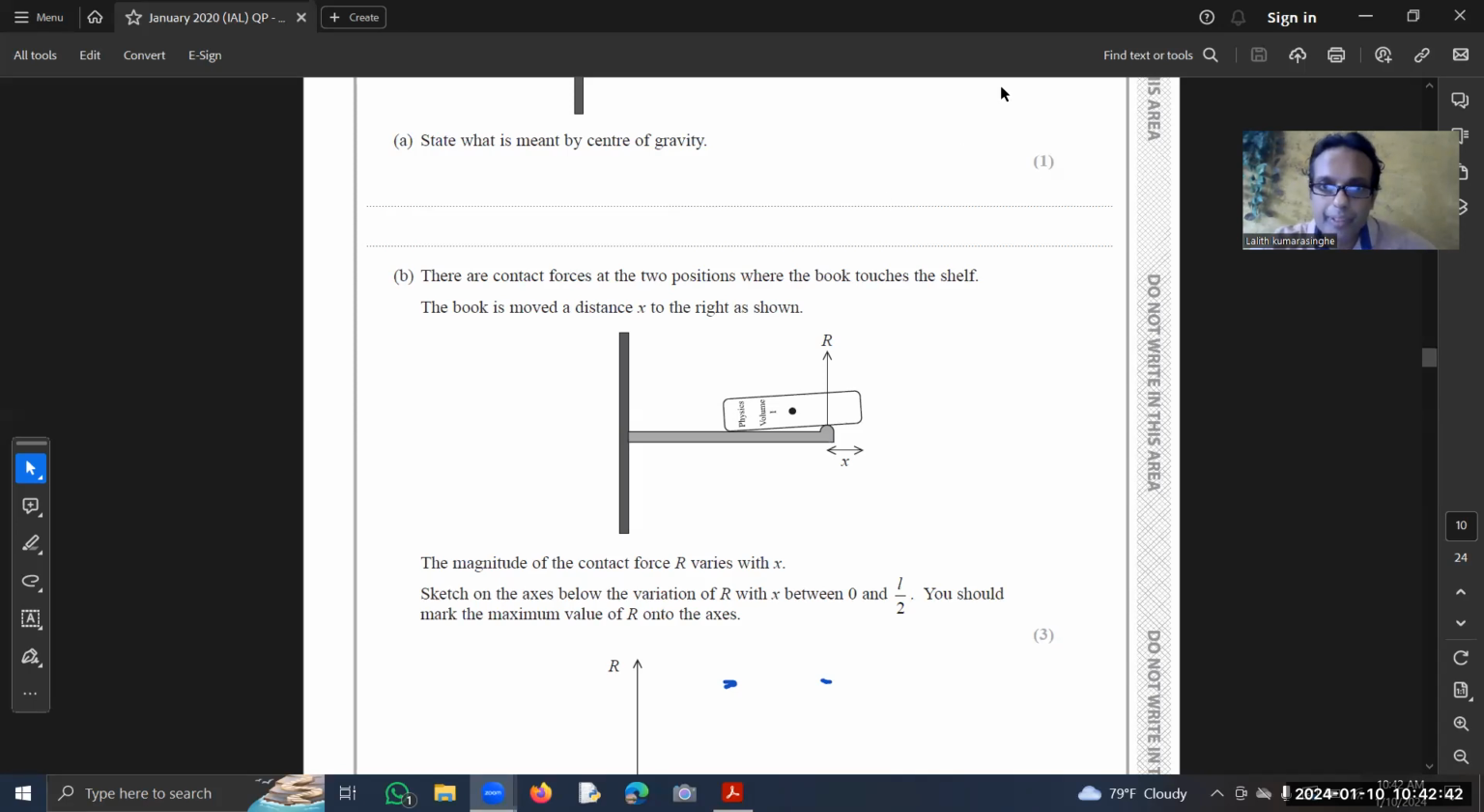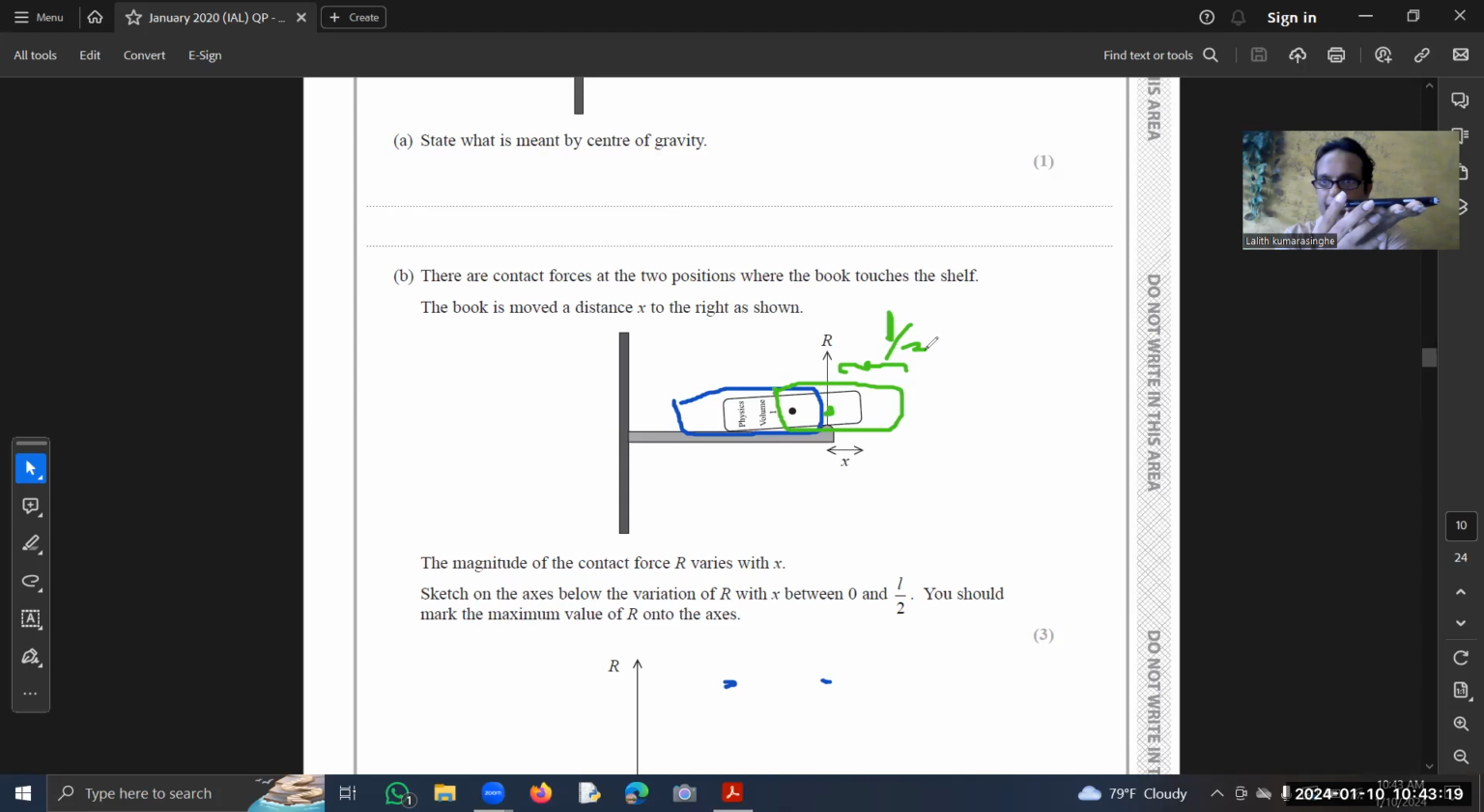So what are we doing? We'll be moving. Starting point will be somewhere here, no? When x is equal to 0. Then this is the second point. We'll move it forward, then finally we can move it up to this point, x is equal to L over 2. That's when half the book is on that side.